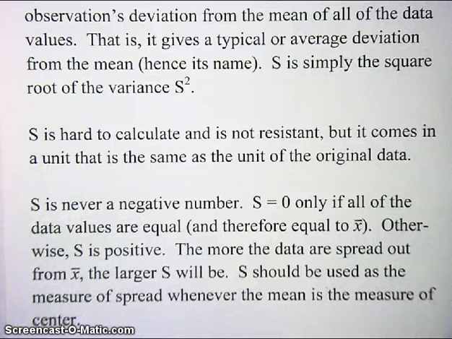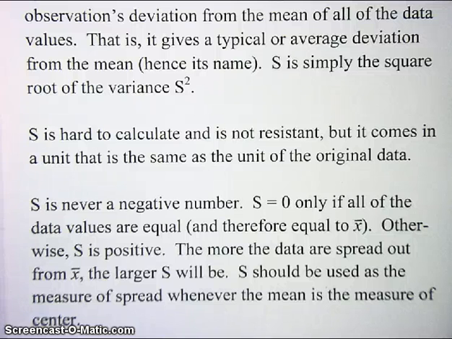You square 0, you get 0. You add up a whole bunch of zeros, you get 0. And if you divide by n minus 1, you still get 0. So S is going to be 0 only if all the data values are equal and therefore equal to X bar. Otherwise, S is going to be a positive number. It's a positive square root. And the more the data are spread out from X bar, the larger S is going to be.